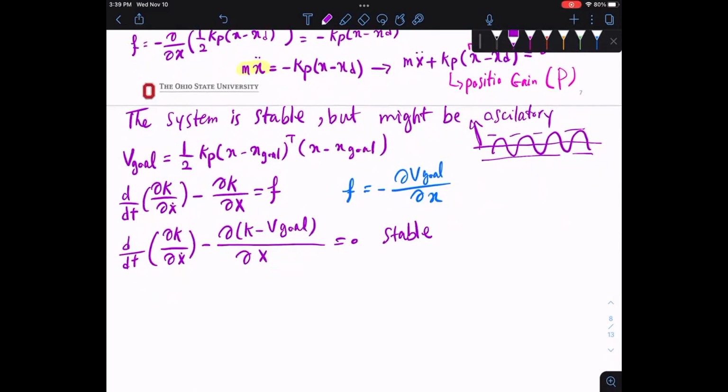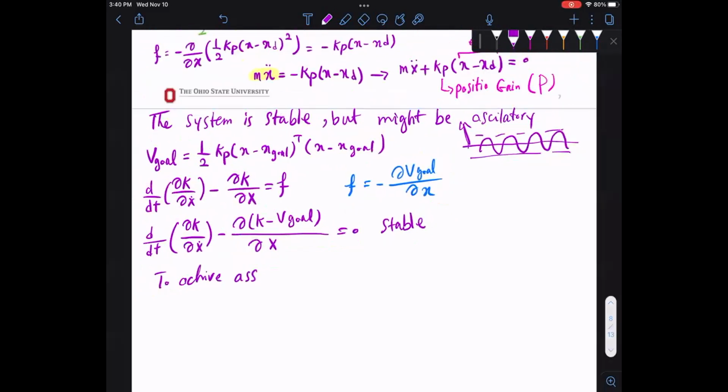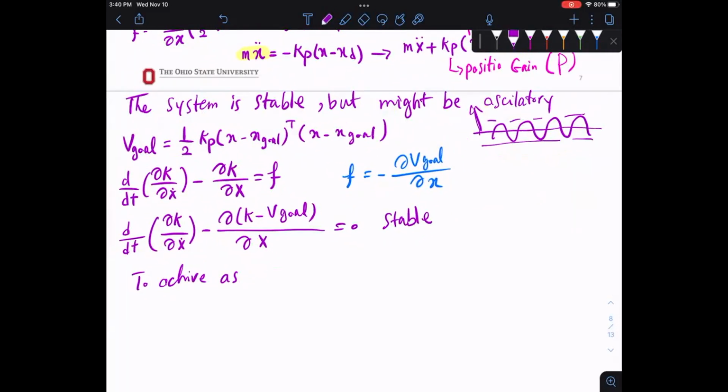Now, to achieve asymptotically stable, when you actually asymptotically get to the position that you want, your x desired, to achieve asymptotic stability, what do we have to do?